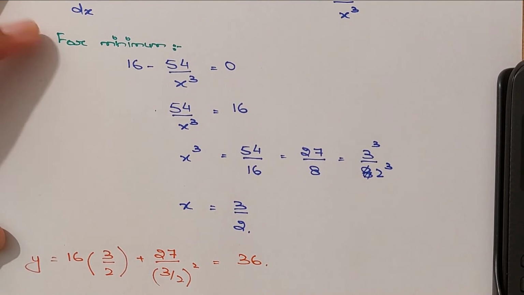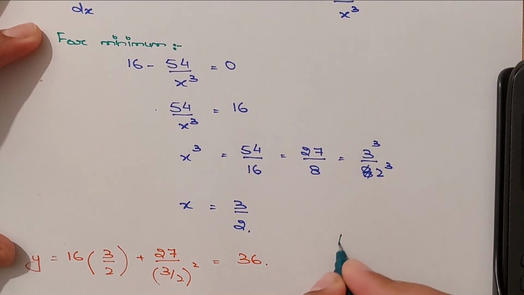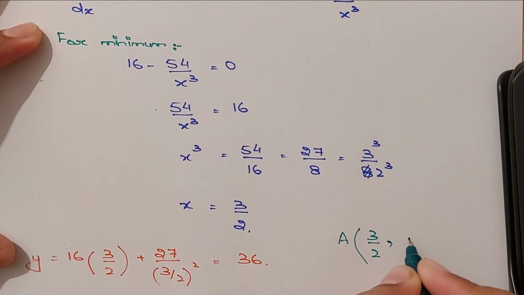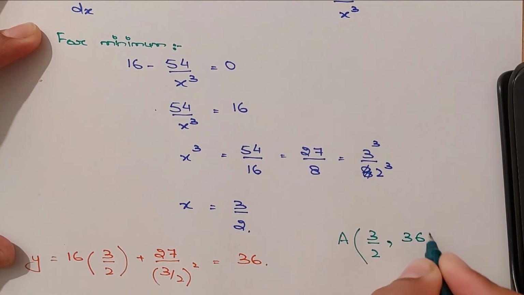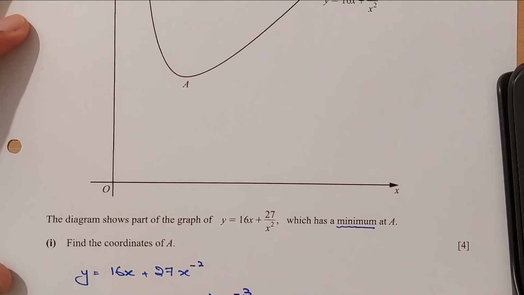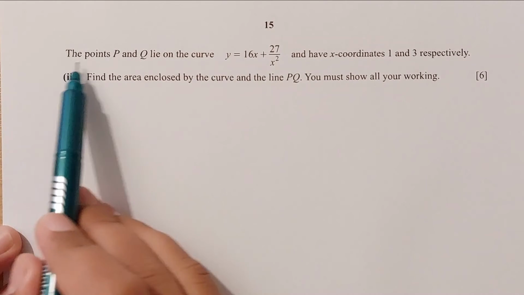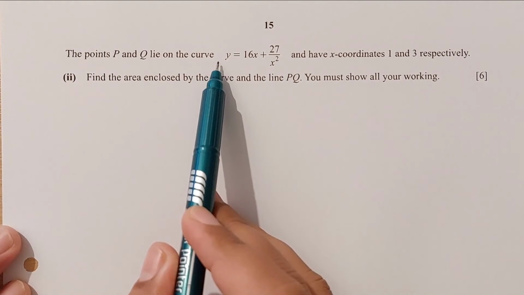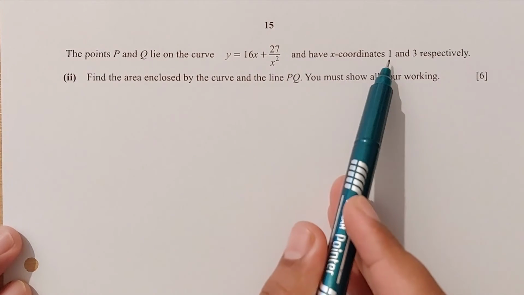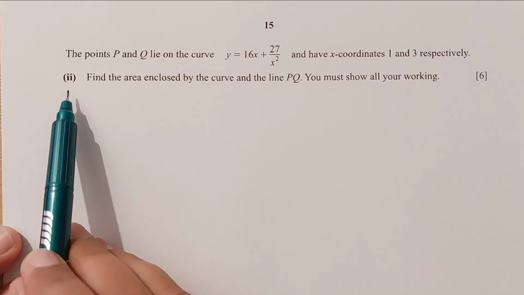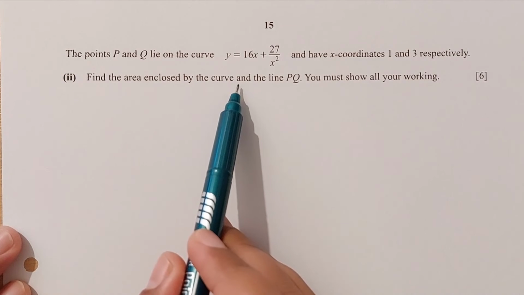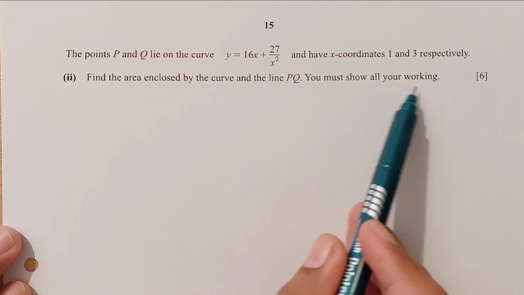So now the coordinates of point A are x and y. X is 3 by 2 and y is 36. These are the coordinates of point A. Now for the second part: the points P and Q lie on the curve and have the x coordinates 1 and 3 respectively. Find the area enclosed by the curve and the line PQ. You must show all your working.